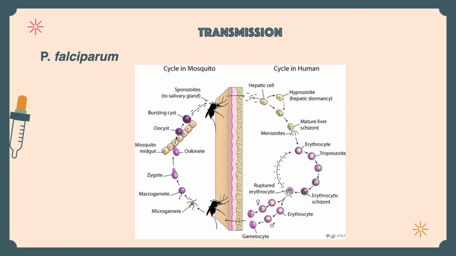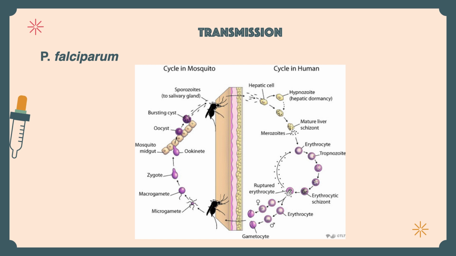So for transmission to happen, we need an infected Anopheles mosquito. A sporozoite from the salivary glands will be inserted into the skin and into the bloodstream. From there, it travels to the liver via the blood, and is taken up into the liver cells called hepatocytes. This is when merozoites start to form asexually.